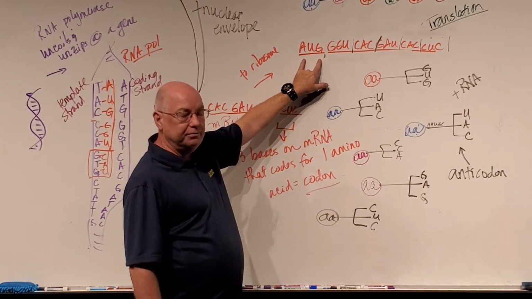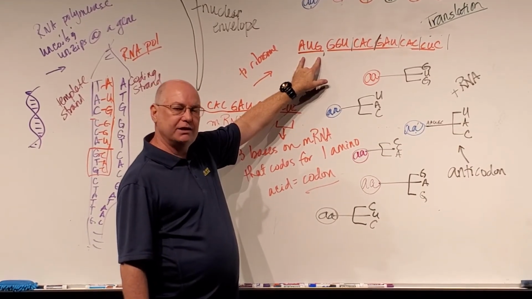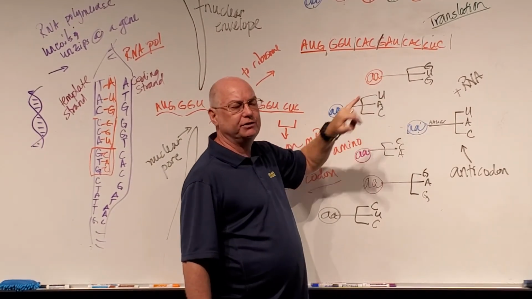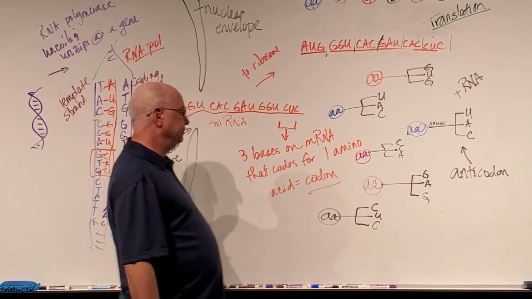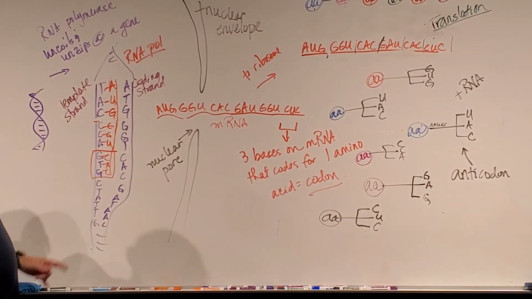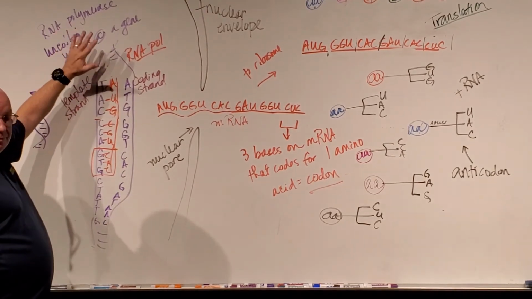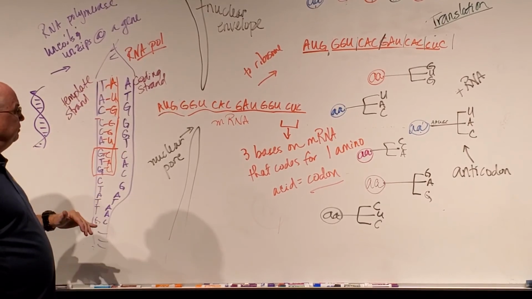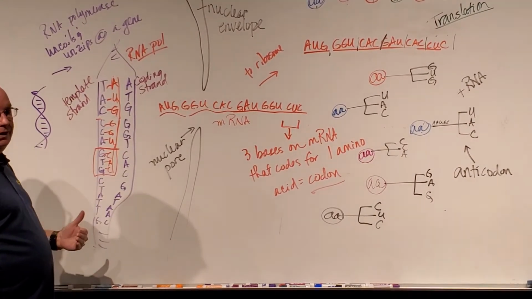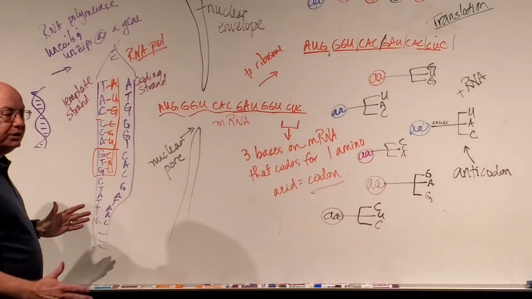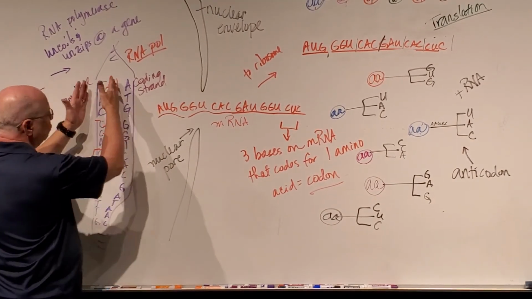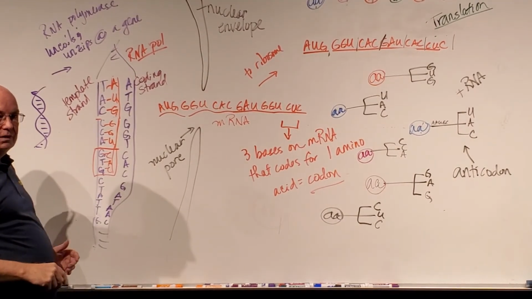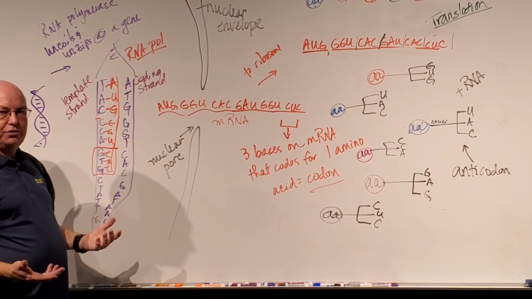The molecule that transfers amino acids to the ribosome is called transfer RNA. The three bases on a messenger RNA that code for a specific amino acid are called a codon. The three bases on a tRNA that match a specific codon are called an anticodon. The molecule that rewrites, or transcribes, DNA into a messenger RNA is called RNA polymerase. And when we separate the strands, whatever strand is being read is called the template strand. The other strand is simply referred to as the coding strand.